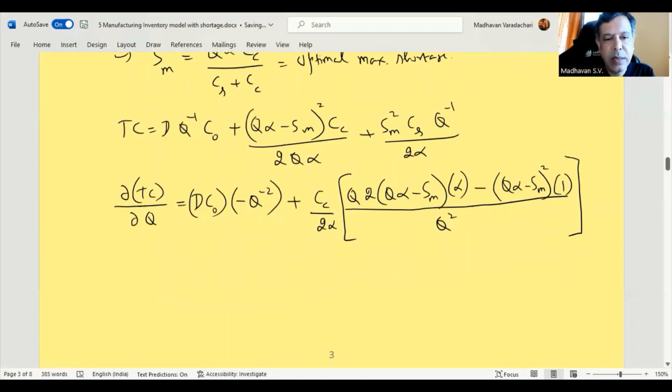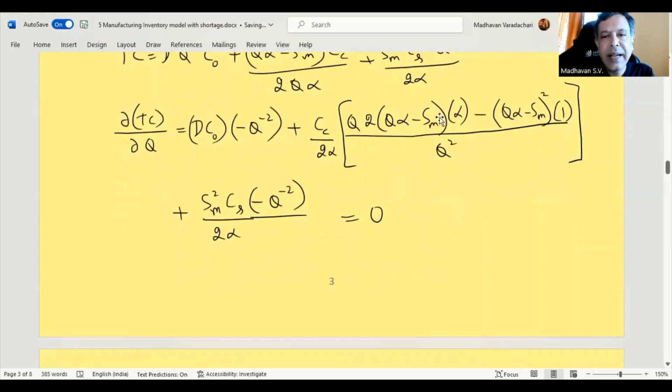Next, the last one, that is plus. Except for Q, everything else is considered as constant, which means Sm square Cs divided by 2 alpha. And if I differentiate Q inverse, it is minus Q to the power of minus 2. This is equated to 0.